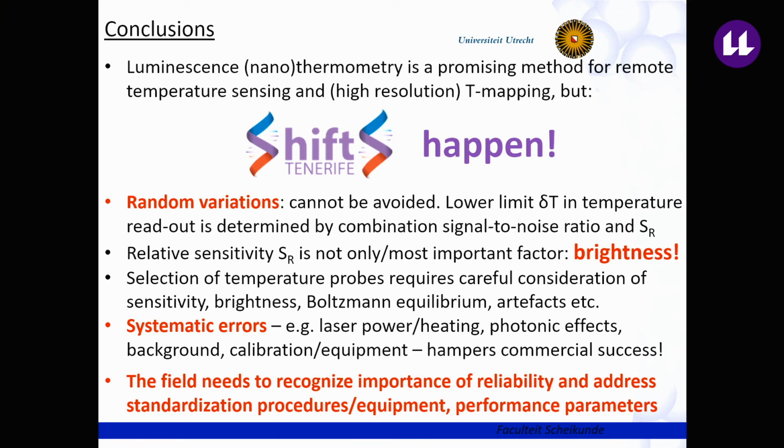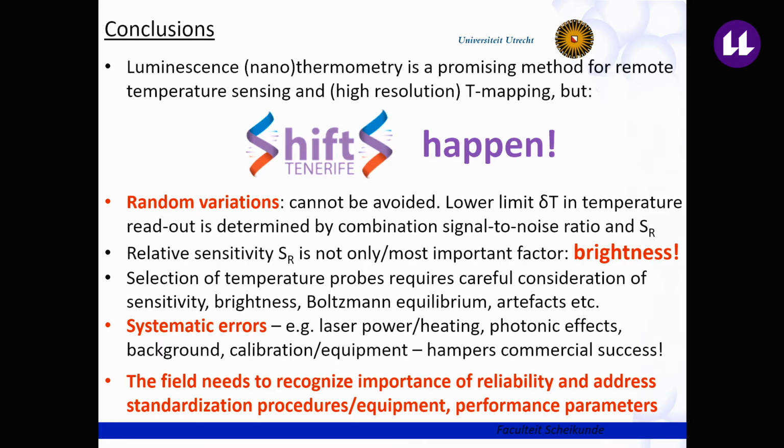But shifts happen, and there are different shifts. There are random variations, which cause random shifts of the determined temperature from the real temperature, and that limits the temperature precision to about 0.1 Kelvin. Very important to reduce the noise is that you make very bright probes. That's something that people should consider when they present their wonderful new luminescence thermometer. We have to look at the sensitivity, the brightness, whether or not you have Boltzmann equilibrium, artifacts, systematic errors like laser power heating, photonic effects, background, calibration problems, difference in absorption or scattering.